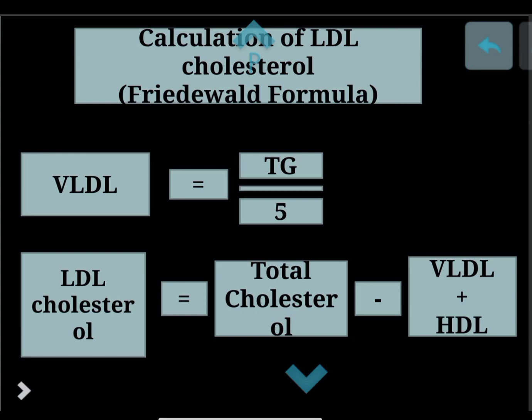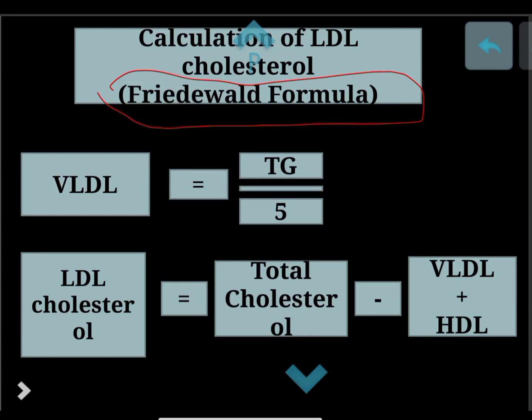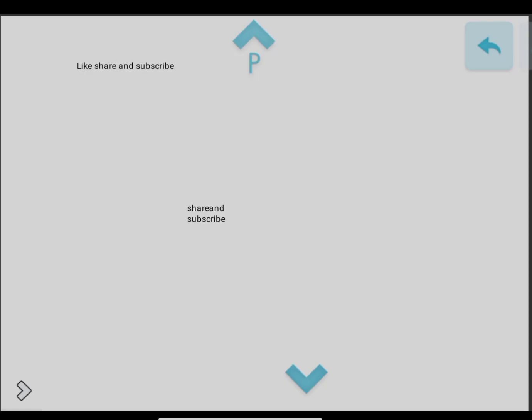Now, calculation of LDL cholesterol. The calculation of LDL is done by the Friedewald formula. Friedewald was a scientist, and this formula was given by him. How is VLDL calculated? VLDL is calculated as triglyceride divided by 5, and LDL cholesterol is calculated by subtracting VLDL plus HDL from total cholesterol. So this was our discussion today about cholesterol estimation. We shall talk about the next topics in our next video.